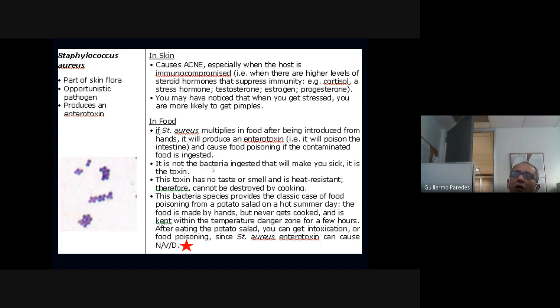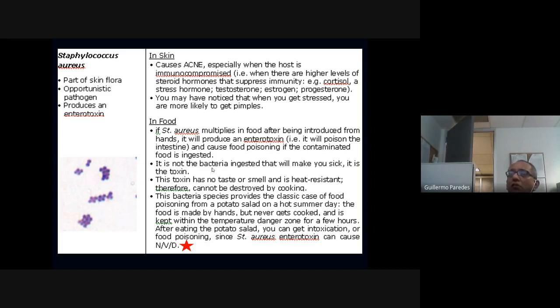So what happened? The temperature, again, is going to promote the proliferation of Staphylococcus aureus. This Staphylococcus aureus produces an exotoxin. These exotoxins are going to be in the potato salad, because it's covered by plastic or something, and the temperature and the time it is resting is enough time for the Staphylococcus to produce this toxin.